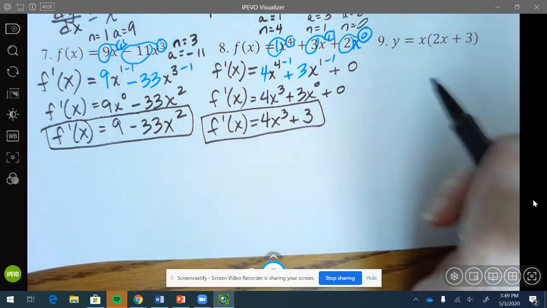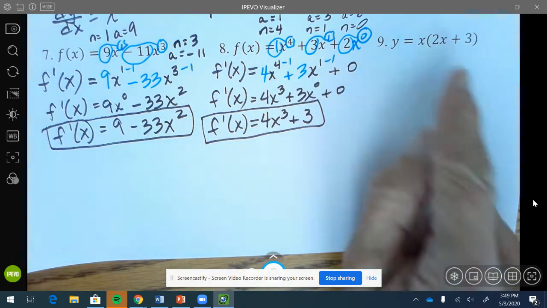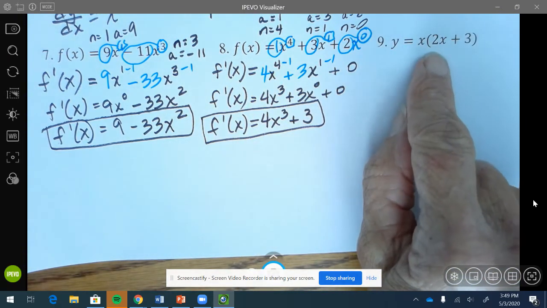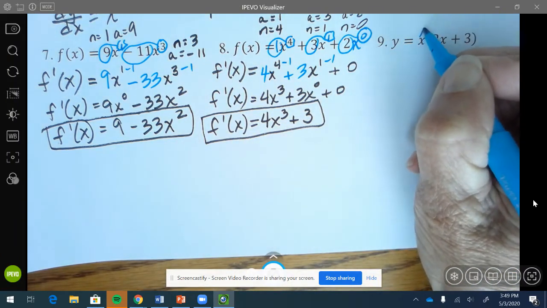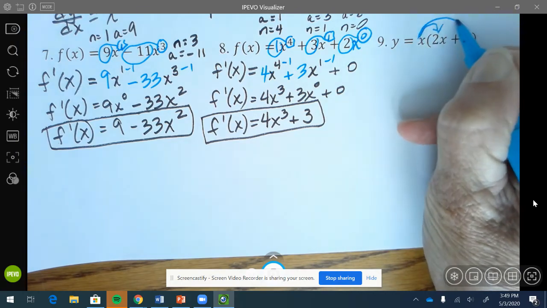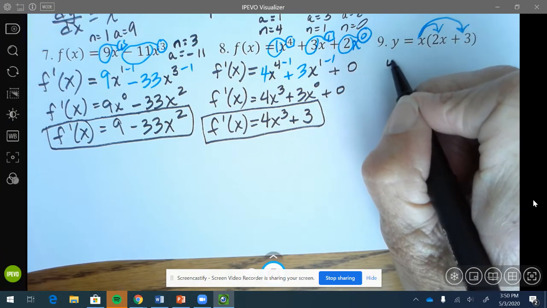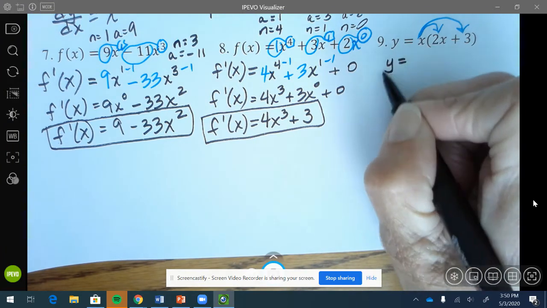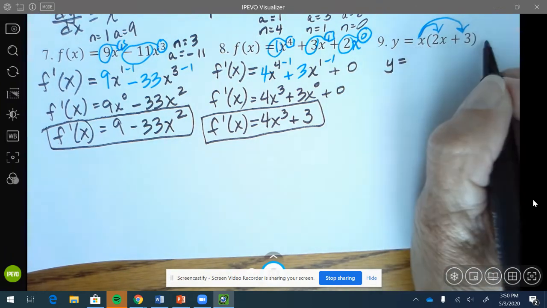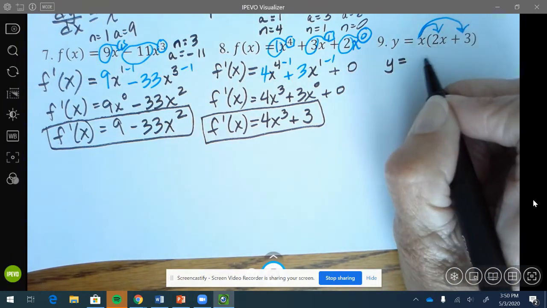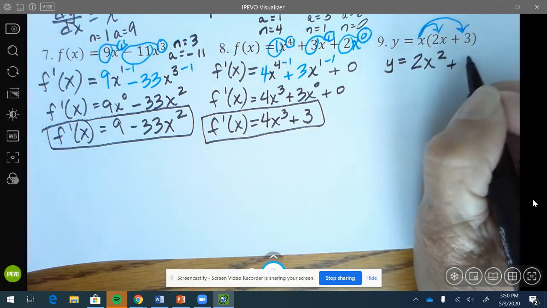And the last example looks totally different. You cannot apply the power rule until you expand this out into something like either a binomial or a trinomial. So the first thing we have to do is put the original function in a form where you can apply the power rule. So I'm still looking at the original function, y equals. Notice I did not make that a gradient function yet because I have to distribute this. So x times 2x is 2x to the power of 2. X times 3 is 3x.